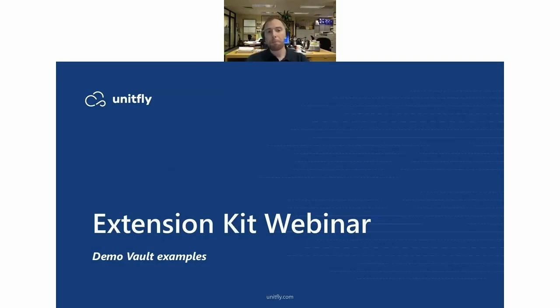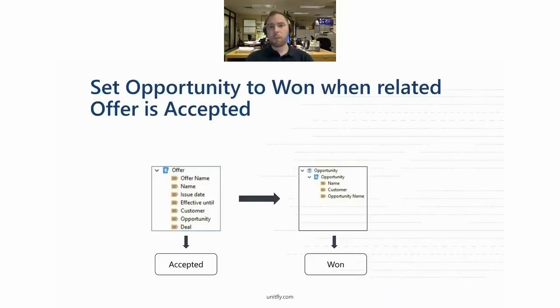Okay, so what I'll show you now is the extension kit and the demo vault examples. We will go through a few examples, basically 4 modules, and at the end I'll show you and explain one use case where we used almost 10 modules in one solution. You will see that it's not a complicated solution, but there are a lot of things that need to be covered.